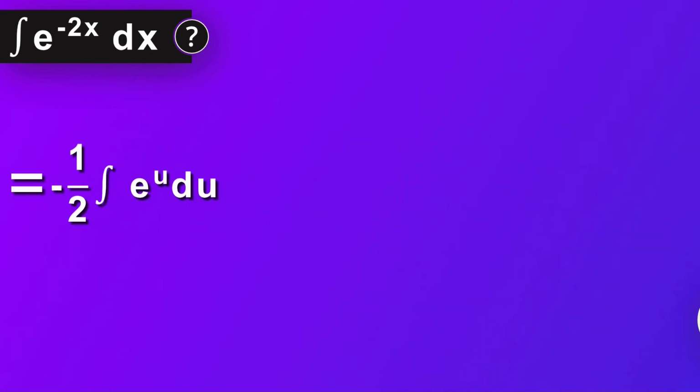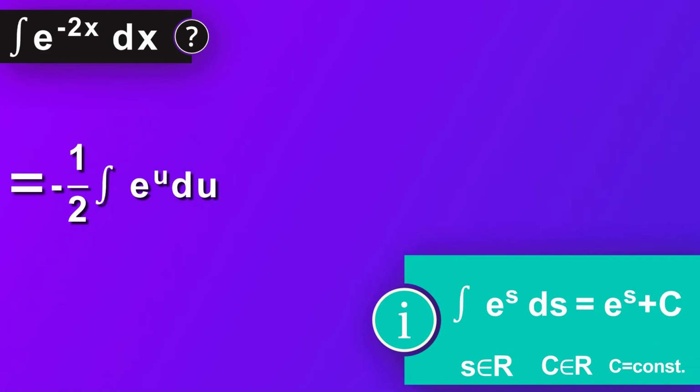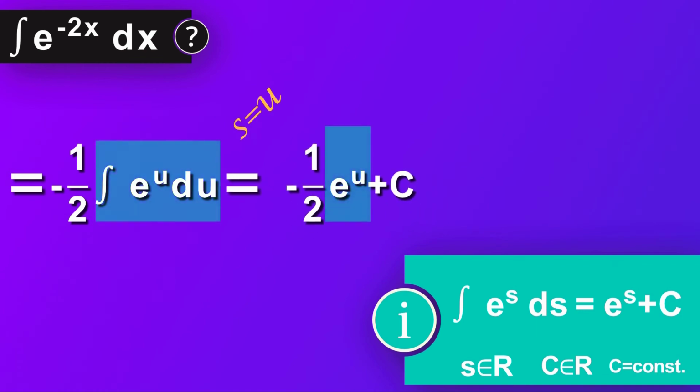Perfect. Now we can apply the formula which says the integral of e raised to s by ds equals e raised to s. We also must add constant c to make sure that we have all our solutions taken into account, as our solution makes a whole class of functions, not a single one. In our case, s is u, and we've got in our main equation minus half multiplied by e raised to u plus constant c. But it is not the end of our solution.